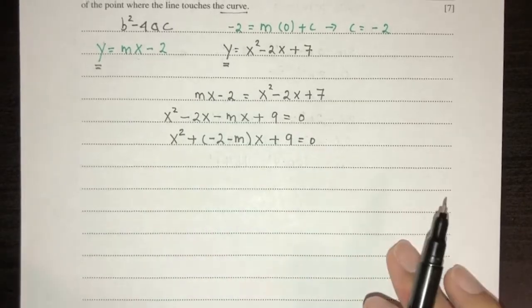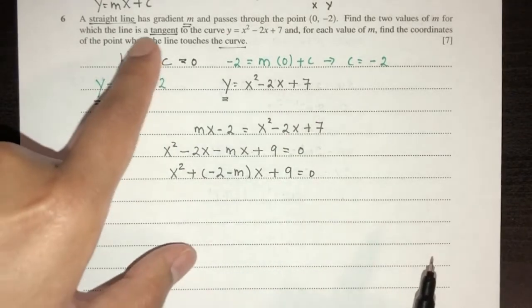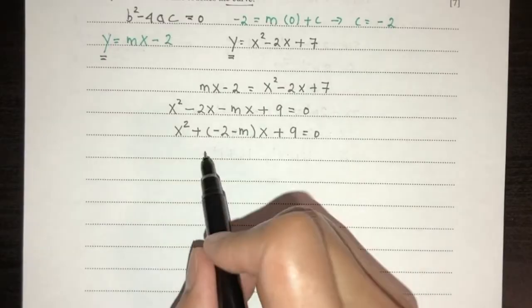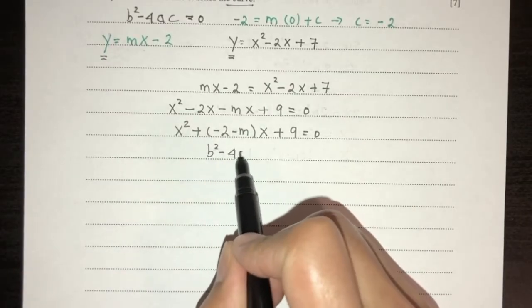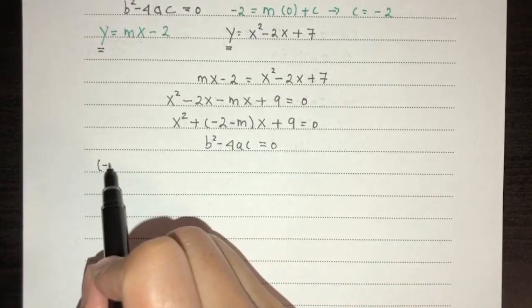So as you have seen, we have to use b squared minus 4ac equal to 0 because the tangent touches the curve at one point. So b squared minus 4ac equal to 0. So what is b squared? This one.